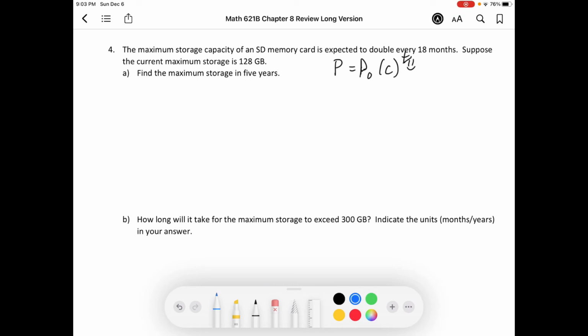It's expected to double. That means C is 2. Gets 2 times as big. And how long does it take for one of those changes of doubling? Takes 18 months. So smiley face is 18 months. Current maximum storage is 128 gigabytes. That's our P0. Find the maximum storage in 5 years. Aha, this is our T. T is 5 years. But notice that smiley face was in months, so we probably should write this in months too. So this would be 60 months, just 5 times 12.